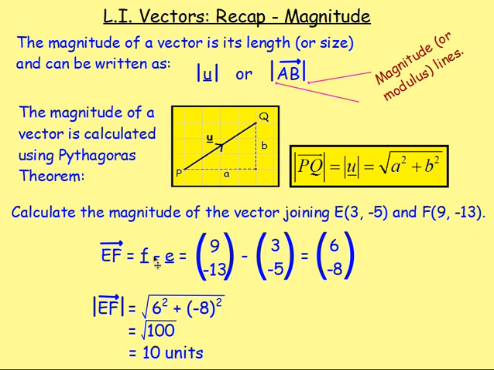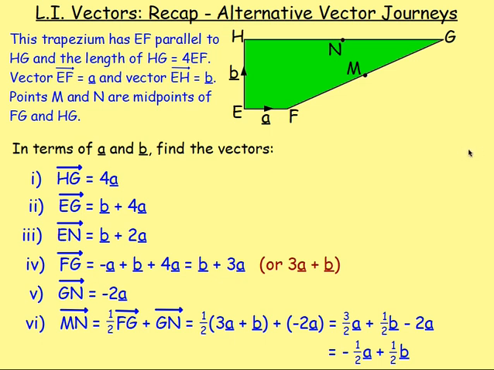So work out vector EF by doing F minus E, and to get the length, as Sandy says, that will be the square root of each of the components squared and added together. So here, the square root of 6 squared plus -8 squared, work that out, and you will work out the length of EF. And the way you write it is by using these magnitude or modulus lines. After that, we were looking at alternative vector journeys, again something else from National 5.